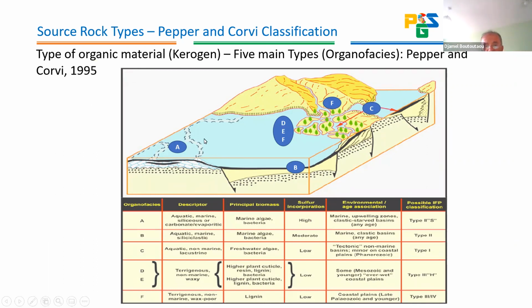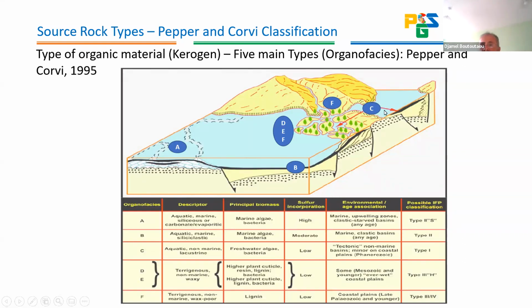So they classified source rocks into, as you can see here, 1, 2, 3, 4, 5 instead of 3. First of all, we can distinguish between the marine carbonate and marine clastic. A is marine carbonate, rich in sulfur. B is marine clastic, with a low amount of sulfur in the kerogen.